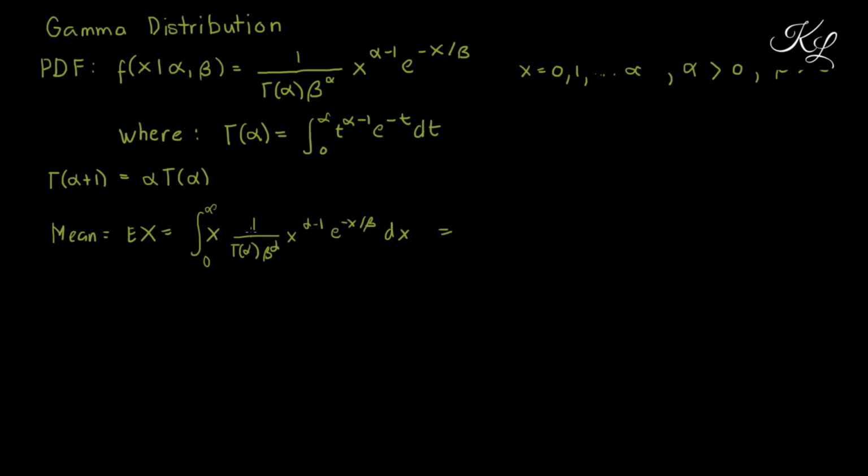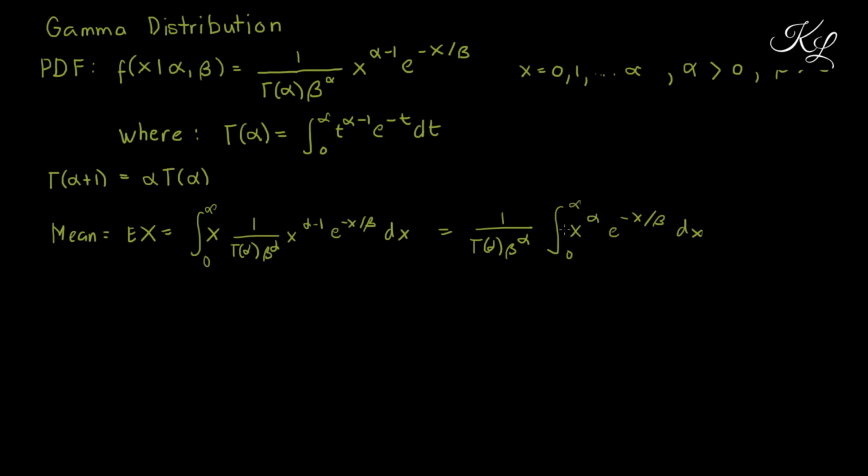Now, we can move out the constant from the integration. We'll have 1 over gamma of alpha, beta raised to alpha. Then we'll have integral of, for x, we can combine them. So we'll have alpha minus 1 plus 1 is alpha. So x raised to alpha. Then we have e raised to negative x over beta. Then we have dx from 0 to infinity.